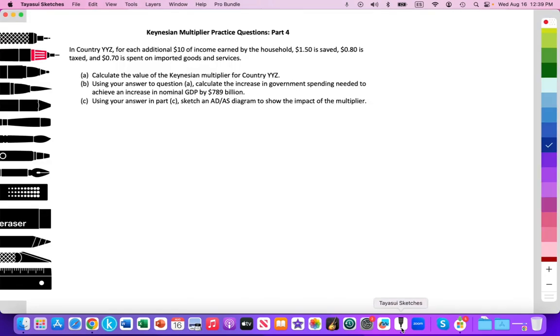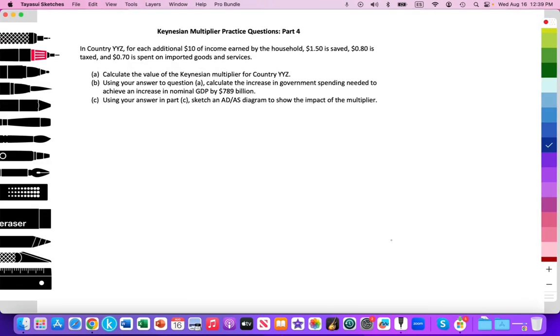So let's go ahead and tackle this paper 3 type question. Keynesian multiplier practice question part 4. There are additional parts in the playlist so you can practice other types of questions that utilize the Keynesian multiplier. Let's go over this question.